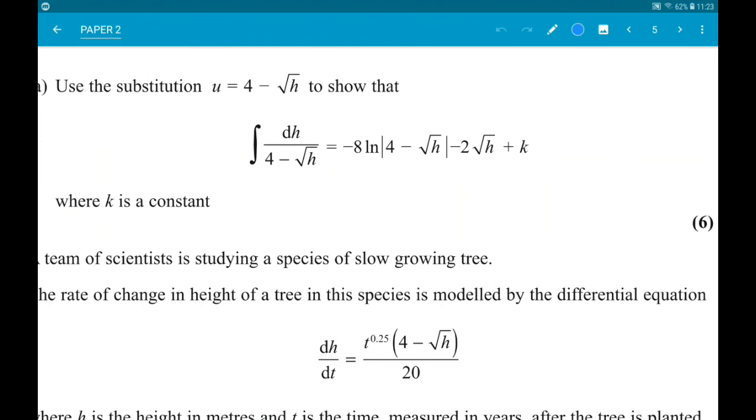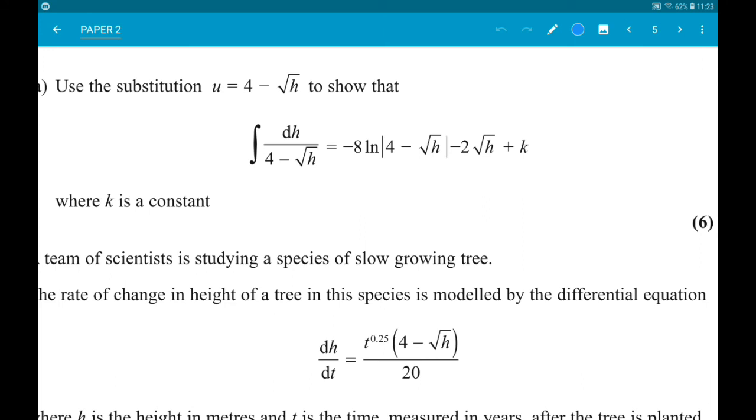Final question, and she's a beaut. So, part A, use the substitution u is 4 minus root h to show the integral of dh over 4 minus root h is minus 8 log mod 4 minus root h minus 2 root h add k, where k is a constant.